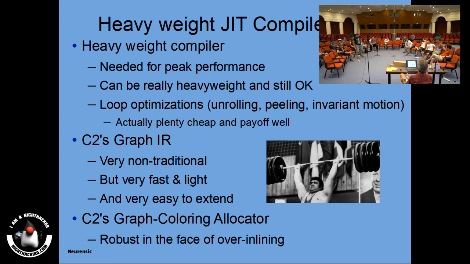Yesterday, you mentioned that you know about Graal. Graal also has an intermediate representation graph. What is different between C2 and Graal?